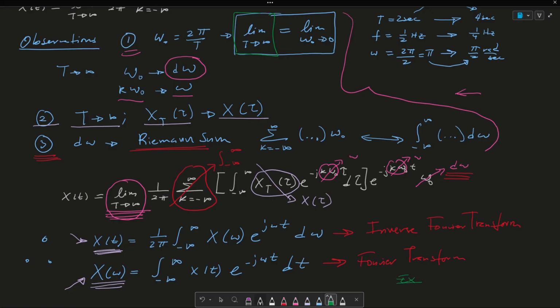In the next video, I'm going to be doing some examples of the continuous time Fourier transforms, so please make sure to look out for those.